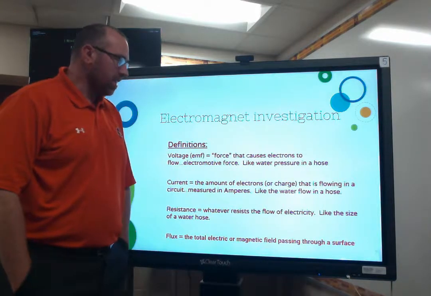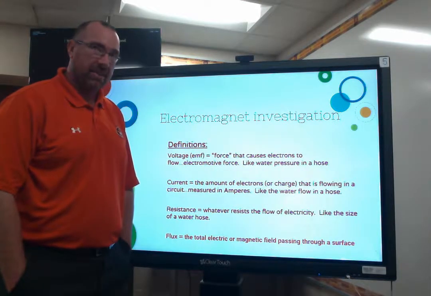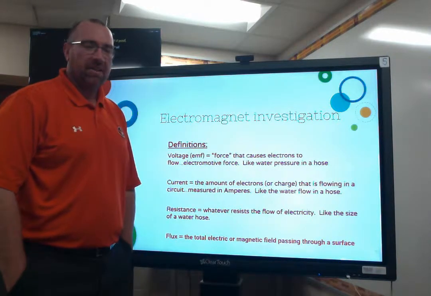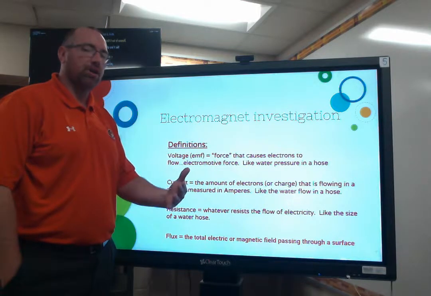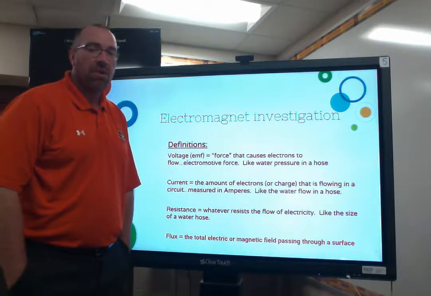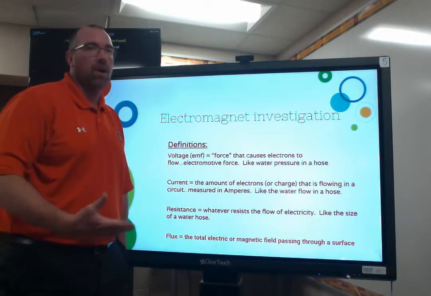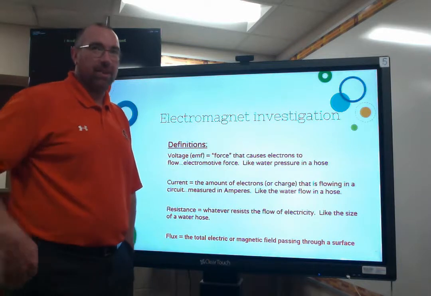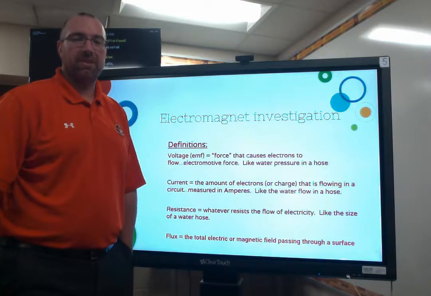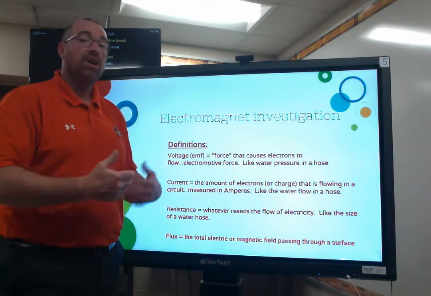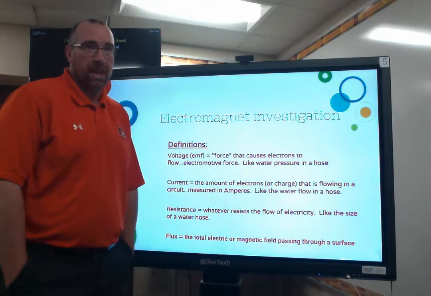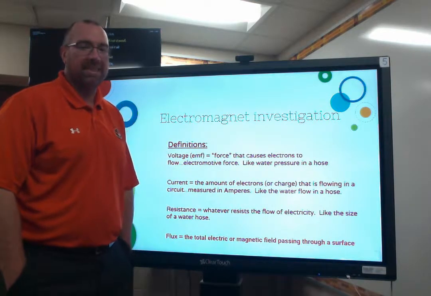Current is actually a rate unit. The ampere, or amp, means a certain amount of charge per second. And that's what current measures, the flow of electricity in a circuit. It's like the water flow in a hose. If I say gallons per minute, that's like saying amperes in electricity, except an ampere would be coulombs per second, and a coulomb is a particular amount of charge. So an ampere is really a rate unit with respect to time.